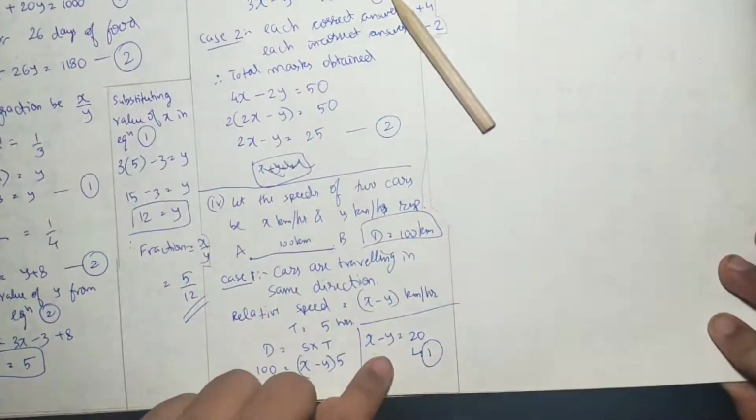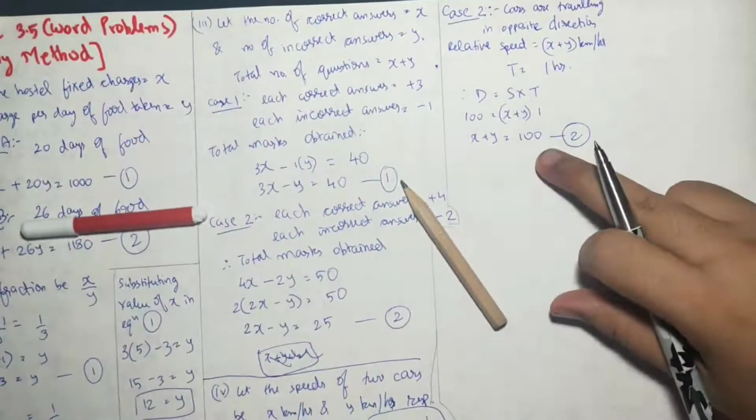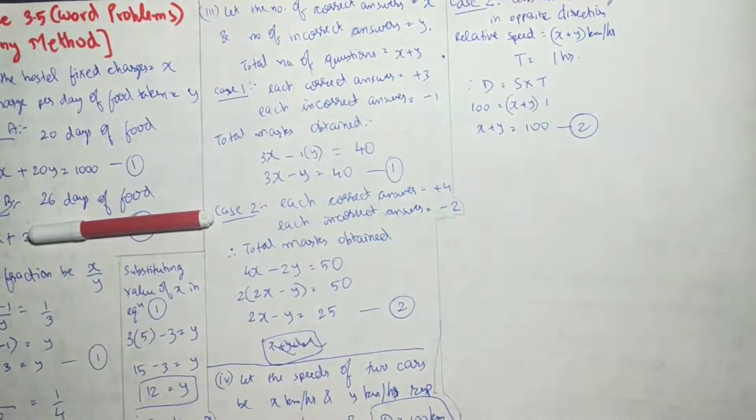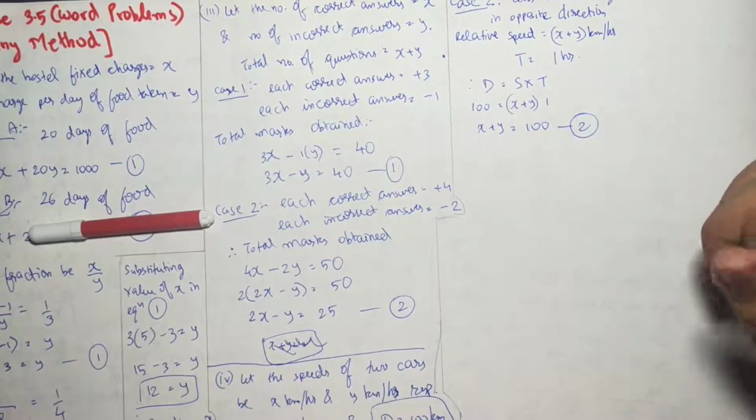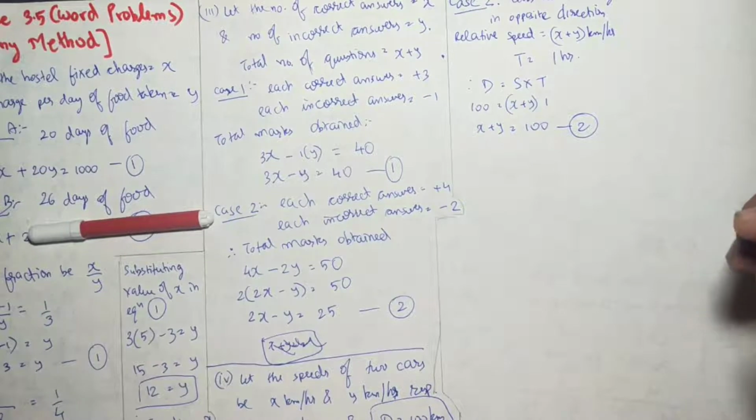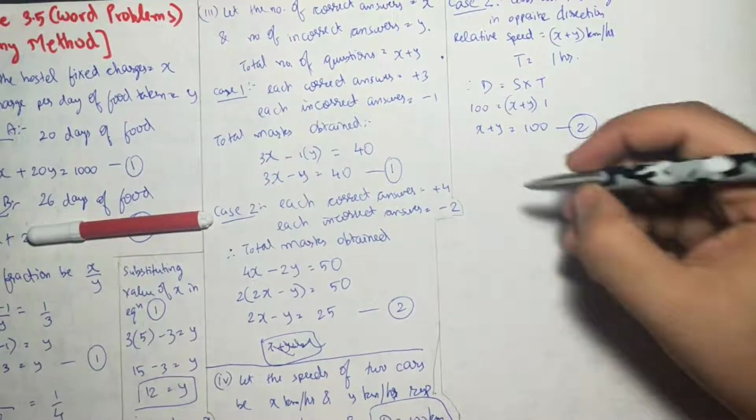So your first equation is x minus y equals 20 and the second equation is x plus y equals to 100. Simply do elimination because the y variable is having one positive, one negative. By elimination, you will directly get an answer. The speed of the two cars in kilometer per hour.